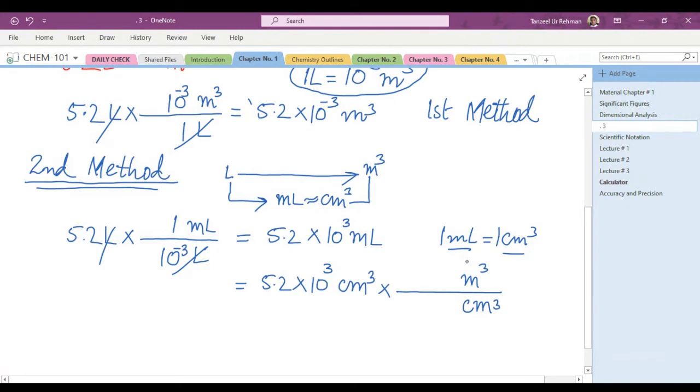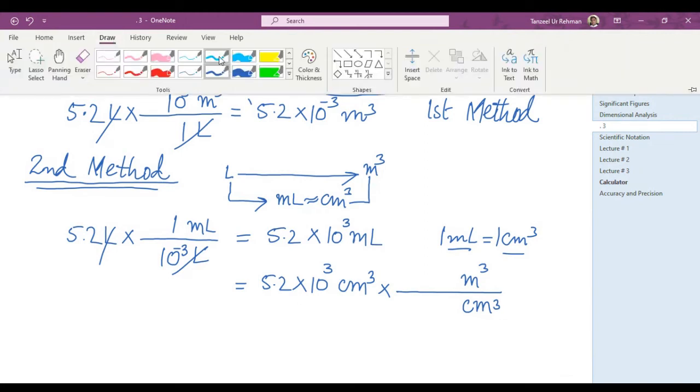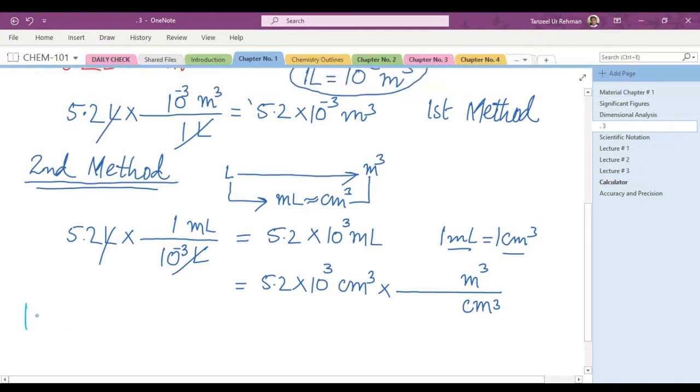Now the question is, do we know this meter cube and centimeter cube conversion factor? No. But we have already discussed in our previous lecture that 1 centimeter is equal to 10 to the raised power minus 2 meter. But here we need cubes, so take the cube on both sides. 1 centimeter cube is equal to 10 to the raised power minus 6 meter cube.